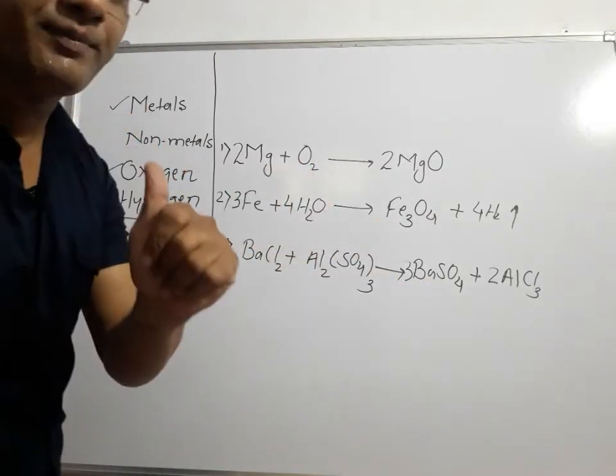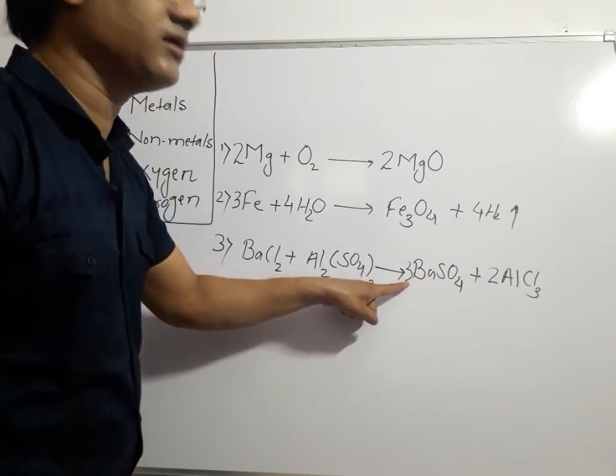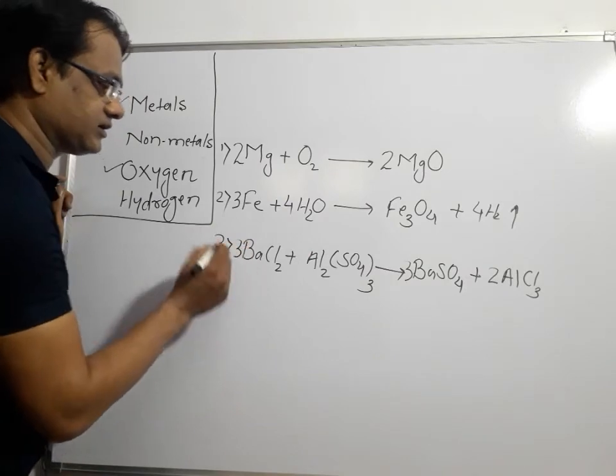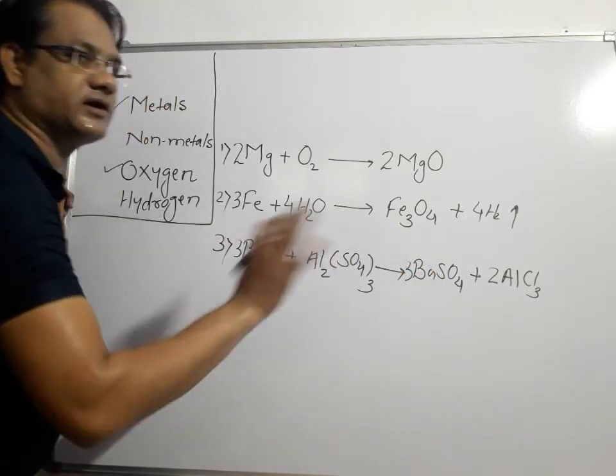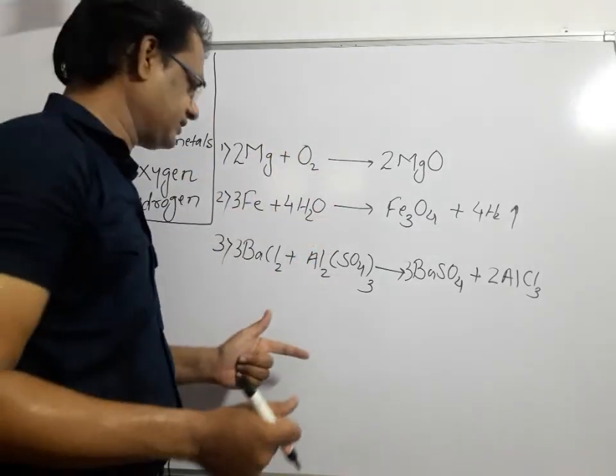Now what happens in this case? If I balance the sulfur, the quantity of barium becomes 3. So what will I do? I will put 3 here. So the quantity of barium will become equal. Okay, got it? Simple, very simple.